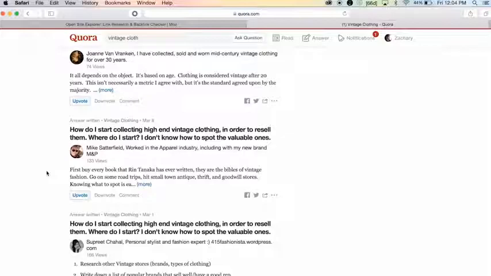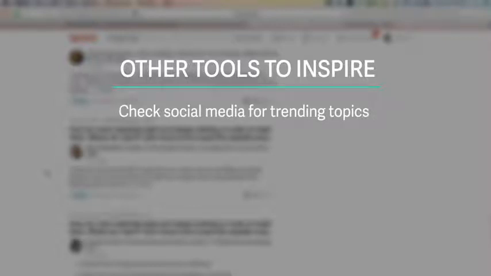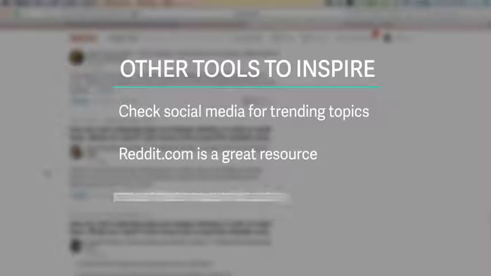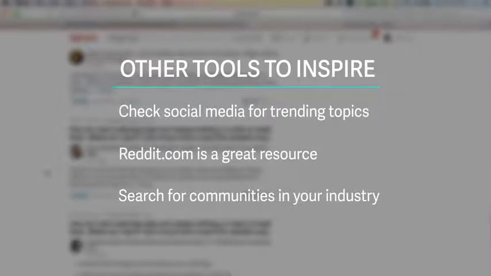Another way to generate ideas, obviously, is to go through other forms of social media. See what people on Reddit are talking about, because Reddit's a lot like Quora in that you can find communities of people who are interested in vintage clothes. All of those will send the right signals to Google that this is a site that people want to be on and a site that they should prioritize to give to people.